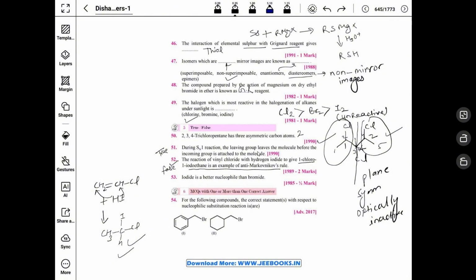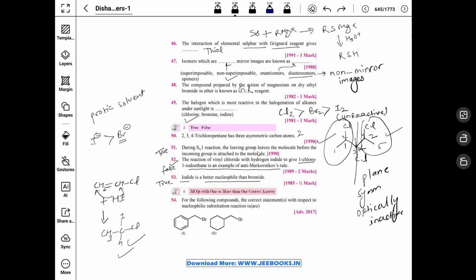Now, iodide is a better nucleophile than bromide. Here it is very interesting to note that iodide is a better nucleophile than bromide in protic solvent, because in protic solvent bromide will get solvated more as compared to iodide. So therefore iodide is a better nucleophile than bromide, and this is a true statement, but actually it is not very clearly mentioned.